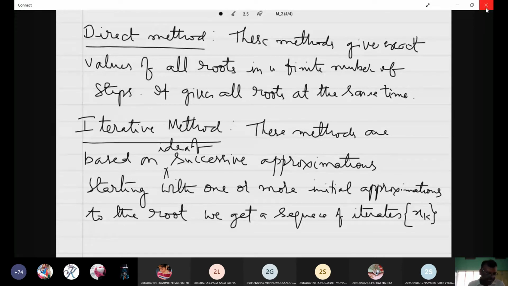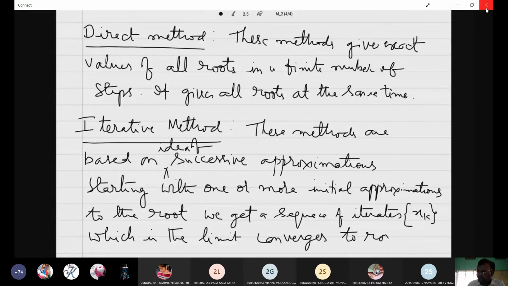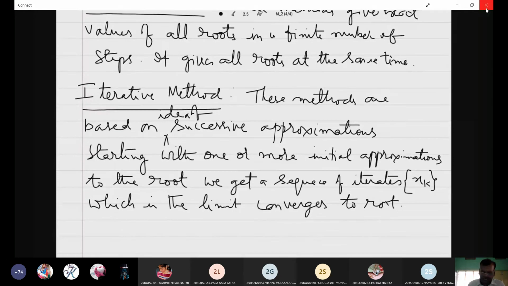The sequence, in the limit, converges to the root. What is the meaning of converges? రూట్ ఉందంటే కన్వర్జెంట్ అవుతుంది, రూట్ లేదంటే డైవర్జెంట్ అవుతుంది. సింపుల్ లాజిక్ పెట్టుకోండి. కన్వర్జెంట్ కావాలంటే లిమిట్ ఎగ్జిస్ట్ కావాలి ఆ ఫంక్షన్కి.